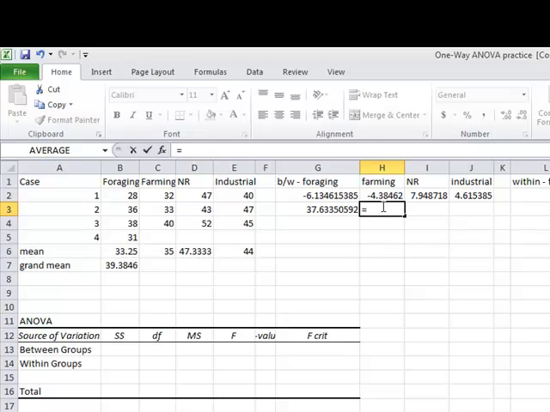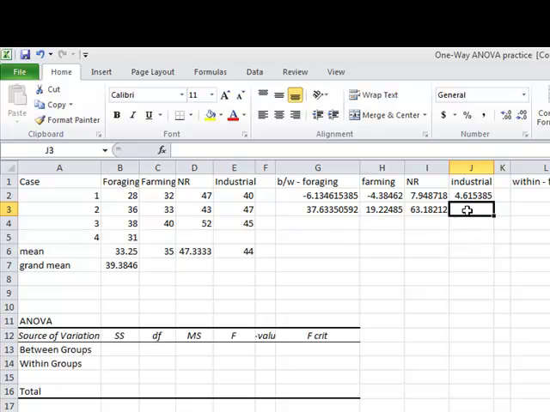So, select this, this. Okay, so those values are positive.